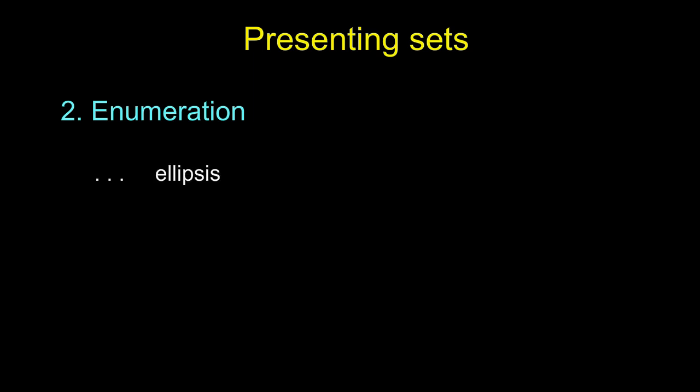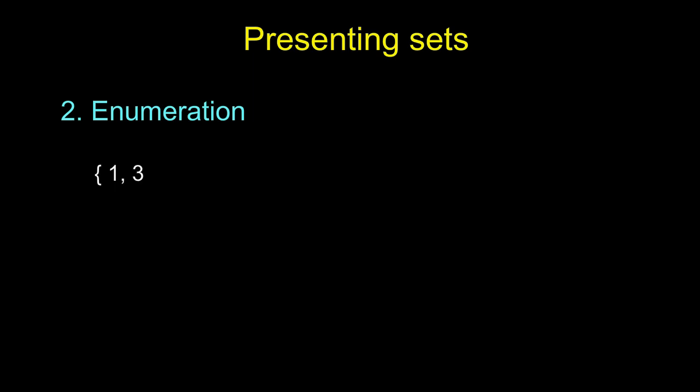In this case, triple dots or ellipsis is used, indicating that the sequence continues according to the pattern. For example, 1, 2, 3, ellipsis. This indicates the sequence of positive integers in ascending order. It is assumed that the pattern is understood. The members explicitly listed should give enough information about the pattern.